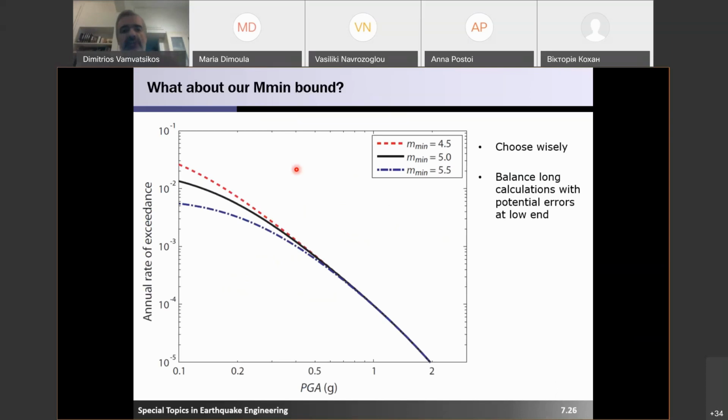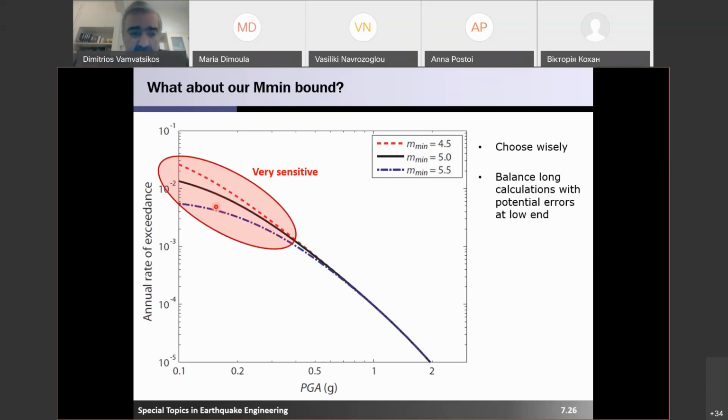Now, let's turn to another interesting little thing. What about your M minimum bounds? Remember the discussion we had before that our 5 was maybe a little bit too much? How about we make it larger or we make it smaller? Well, it's important to choose wisely because you have to balance long calculations. The smaller the magnitude you use, the more bins you have to include, so the longer it takes. And of course, if you don't do it right, you get errors. And here's what it looks like.